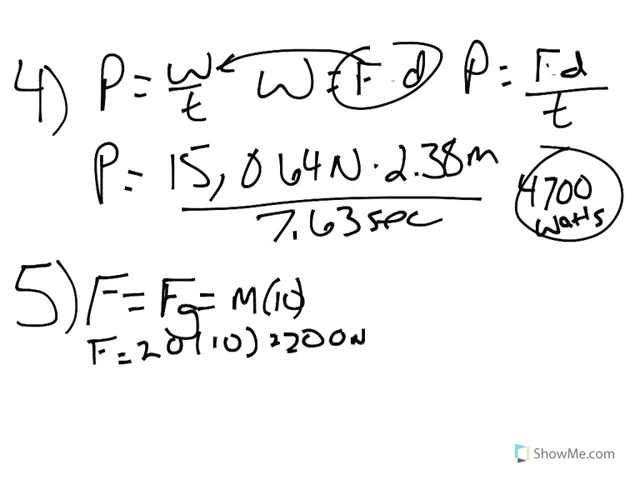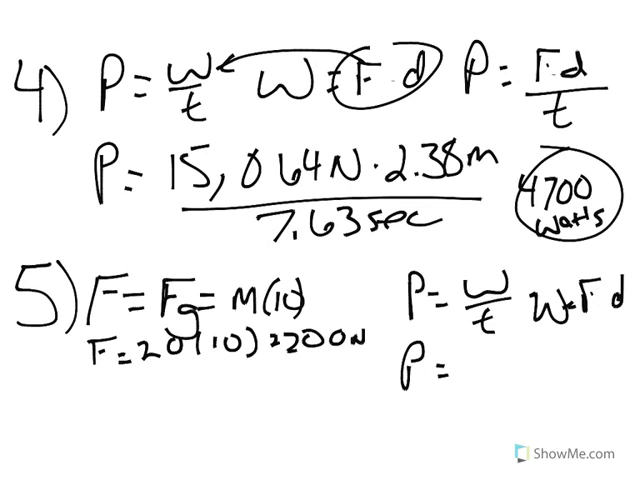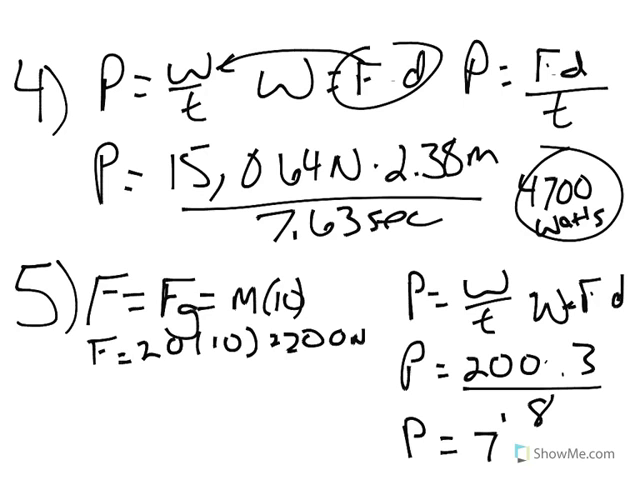Okay? And then we're just following what we did before. You're just trying to find power. So power is equal to work divided by time, and work is equal to force times distance. So you plug in force times distance, so power is equal to 200 times 0.3, because you have to convert it to meters. Sorry, not 0.8, 0.3. And then divide that by time, which is 0.8. And you should get that the power is equal to 75 watts.